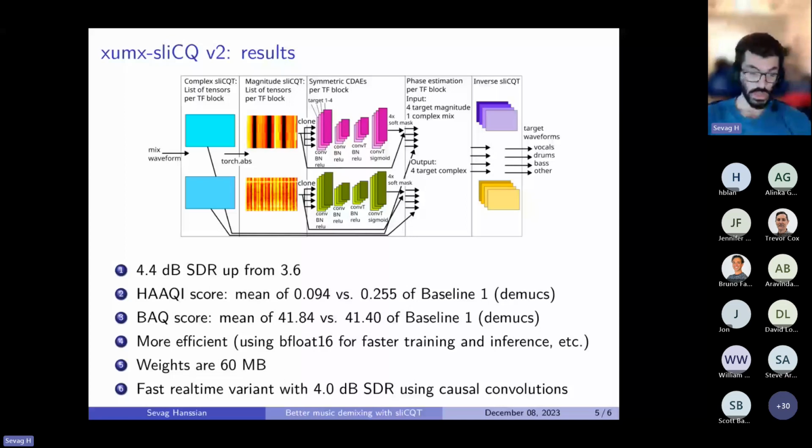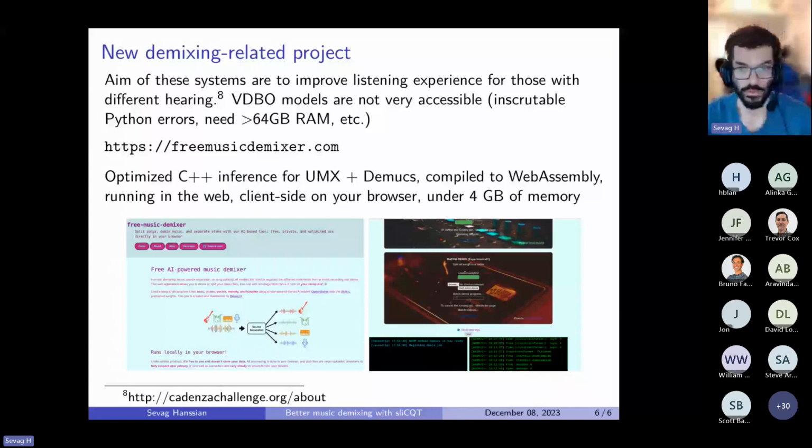But while I was working on this challenge, I did notice a trend that reminded me of the MDX 21, the Music Demixing Challenge 21. There was a Sound Demixing Challenge 23. It seems like OpenUnmix and Demucs are these two common academic baselines, and they're both great models. And I did start on a new project related to this VDBO separation.